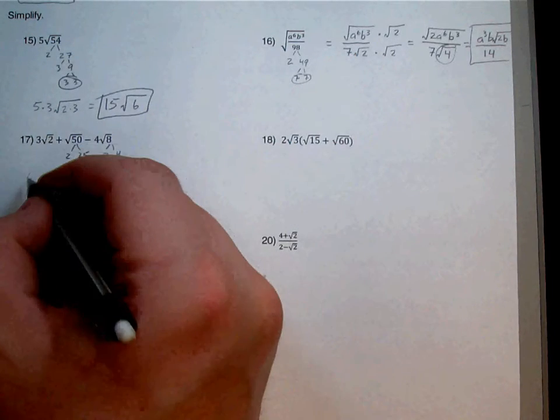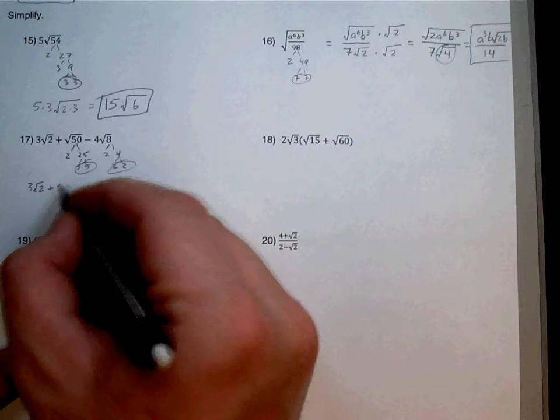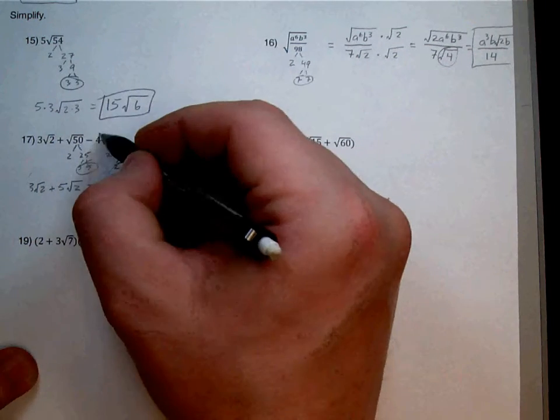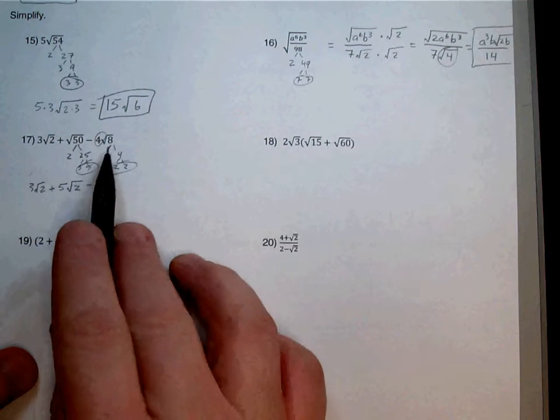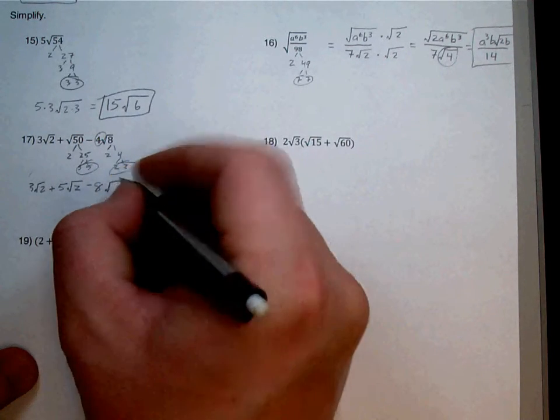So first one stays 3 square root of 2 plus. Now I pull out a 5. There's a 2 still in there. And then it says minus. Now I've already got a 4 in front. So when I pull out a 2 times the 4 that's already there, 4 times 2, that's an 8. And there's a 2 left in there.